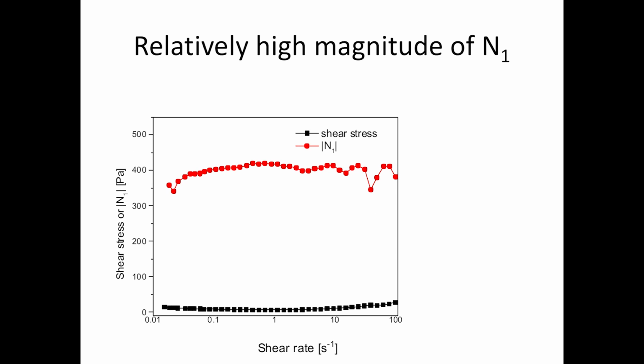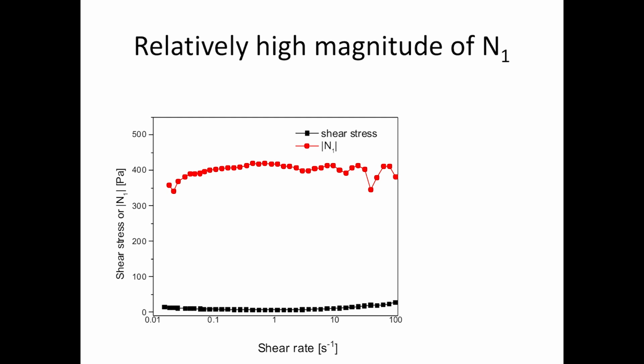To give a comparison, the red curves show the first normal stress difference both in the same axis. The value of normal stress that is developed in this case, for this material, when you shear it, is very high compared to the shear stress. So as I mentioned earlier, the normal stress that is developed in such materials cannot be neglected, because its value is much higher compared to the shear stress itself. So the normal stress has a great contribution to the deformation behavior in this material.